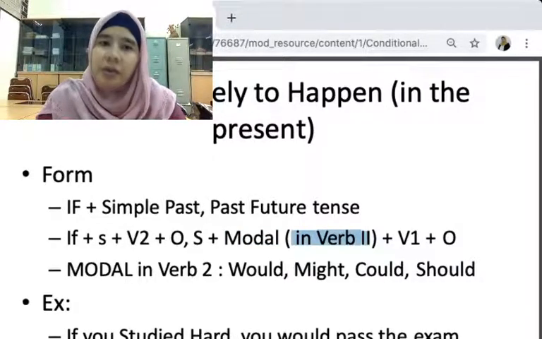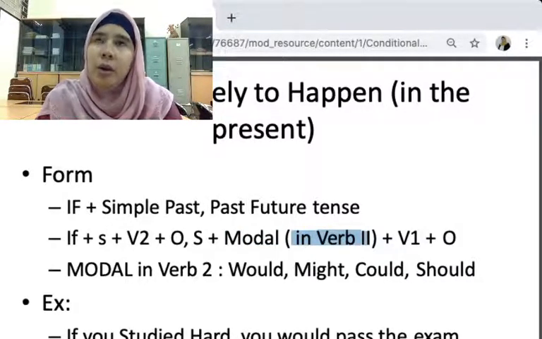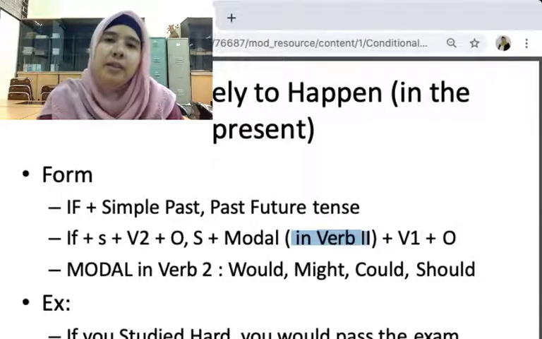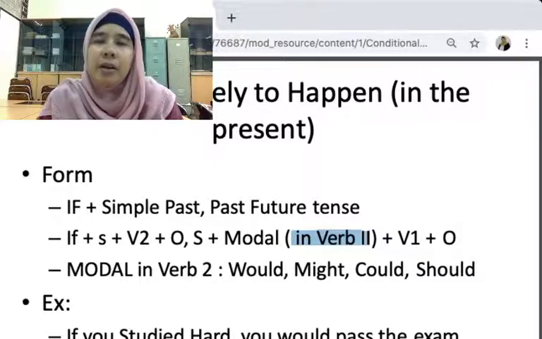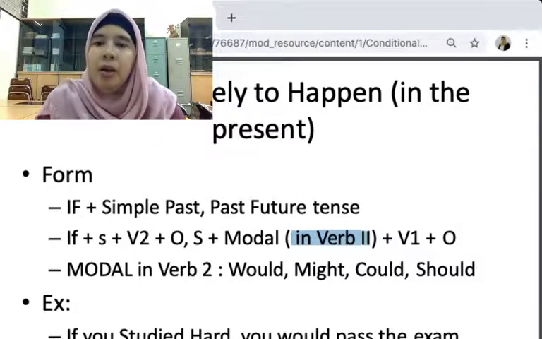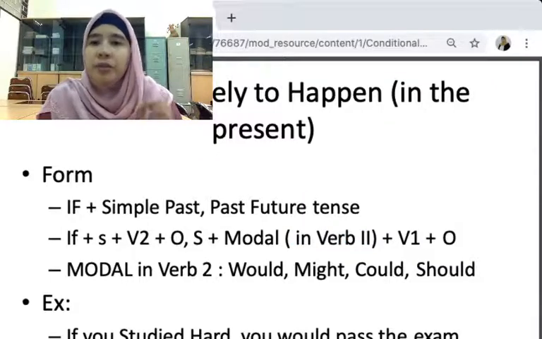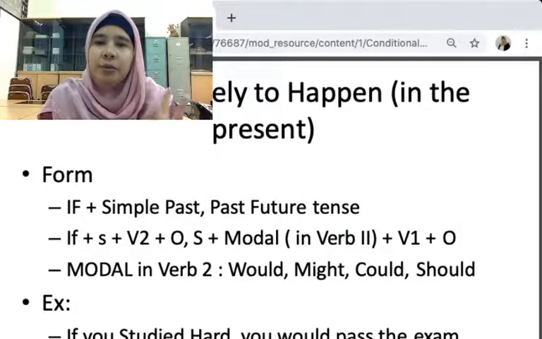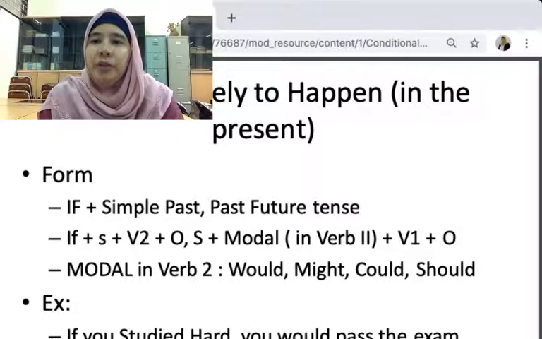Then subject, then modal auxiliary, but it should be in the verb to. For your information, modal auxiliary, or all of the auxiliary in English, is also part of the verb. That is why all the auxiliary can be changed into verb 2, verb 3, or verb 1. Because auxiliary is also part of the verb. Okay, continue with verb 1, only verb 1, and then the object.